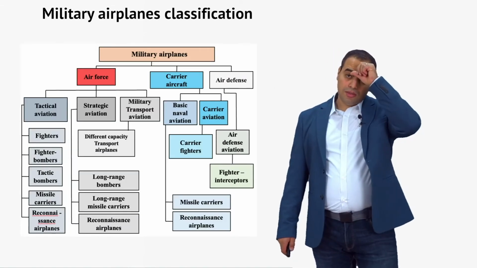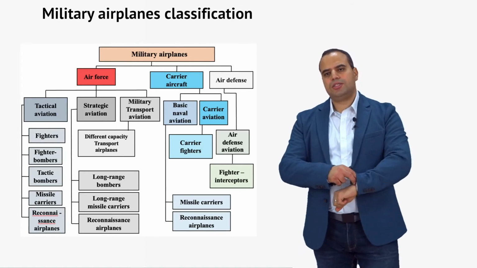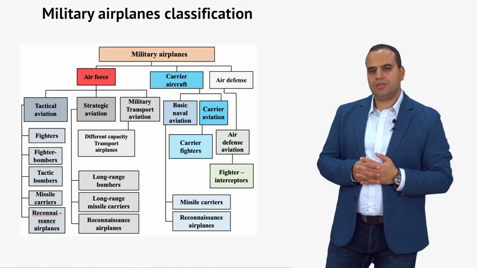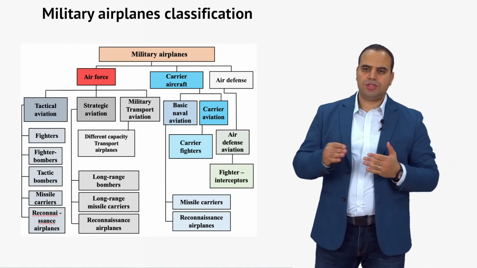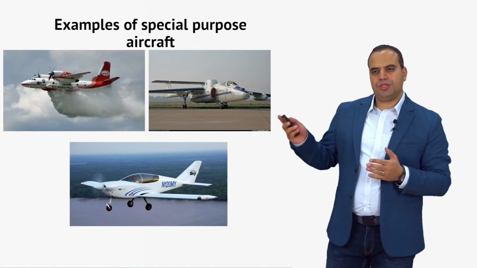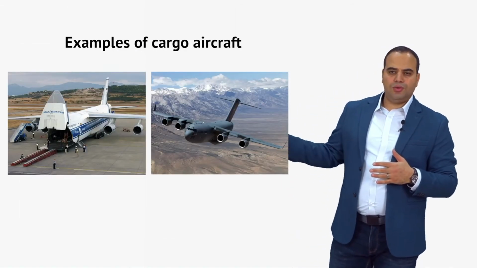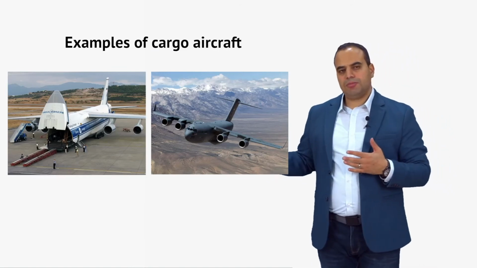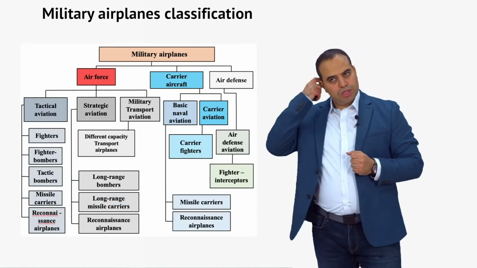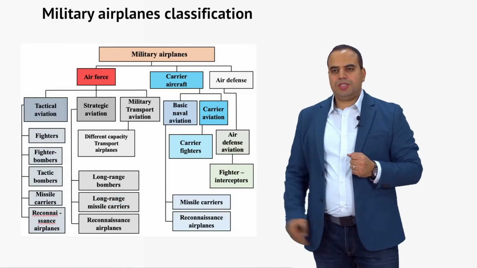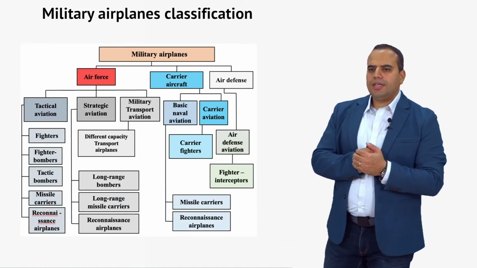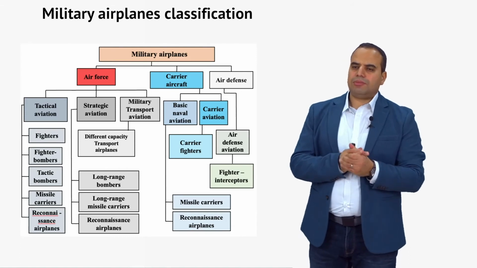And let's see this general classification of military airplanes. Here we have the Air Force, the aircraft carrier aviation, the air defense. So the Air Force basically includes tactical aviation, strategic aviation, which is long-range bombers and so on, and some military transport aviation, which has to do also with the cargo aircraft. So pretty much it's the same type, can be used both as military transport or as civil transport. So it doesn't matter what the mission profile is. And the aircraft carrier aviation, which is designed to take off and land from carriers, from ships, and the air defense aviation, which includes, for example, fighter interceptors and so on.